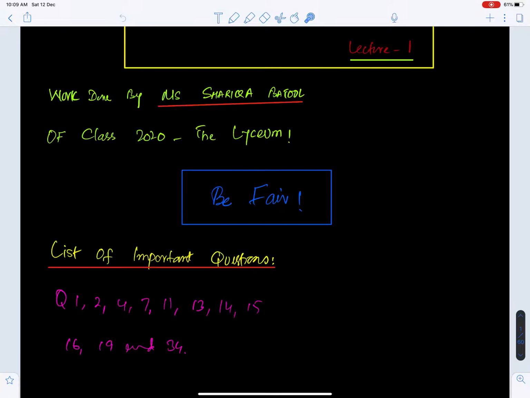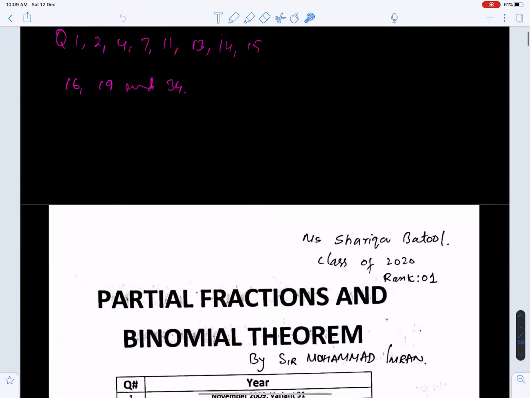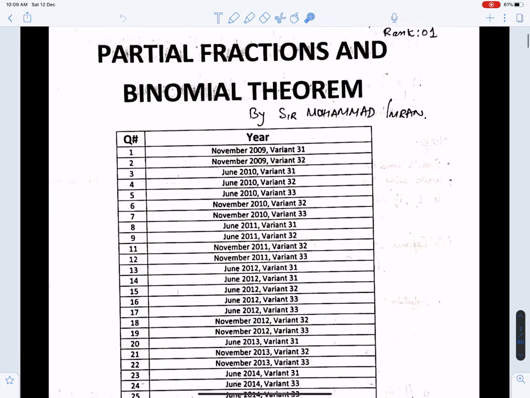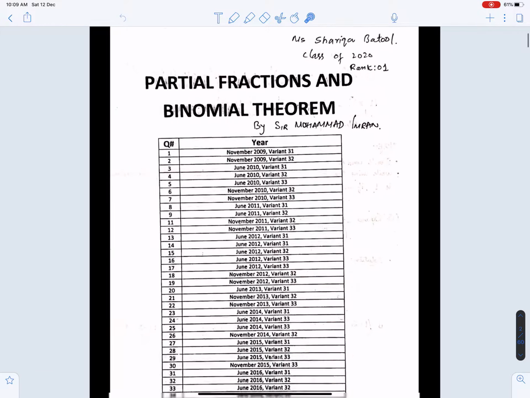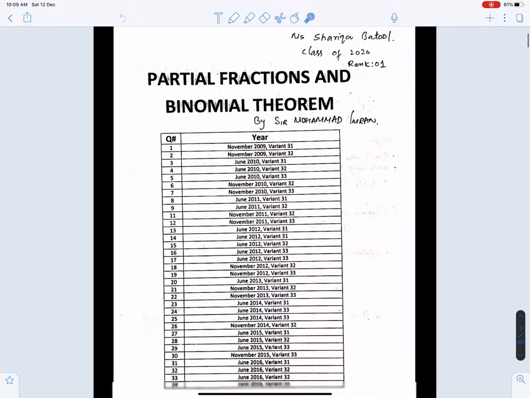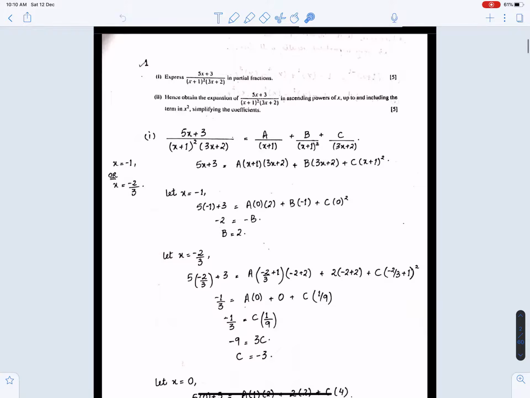Here is the list of important questions of this chapter from this book. This is the index of the questions. Index of this book, in fact. The questions are from November 9 to June 16, all variants. Question number 1.